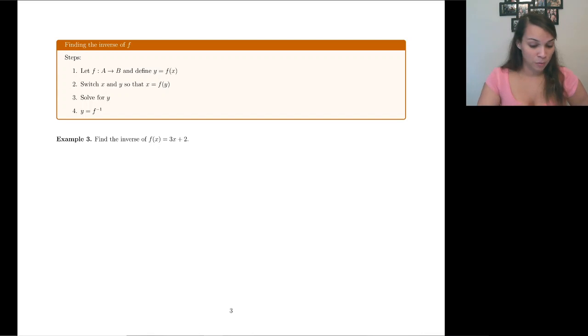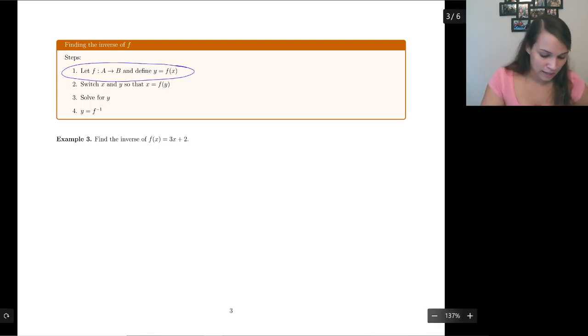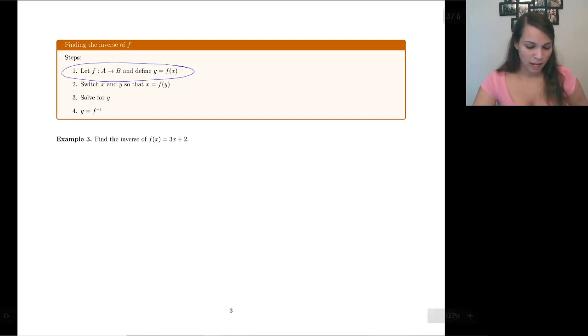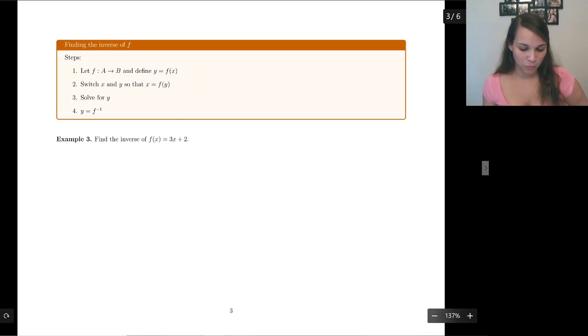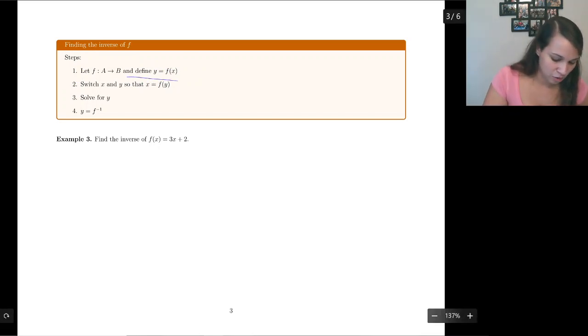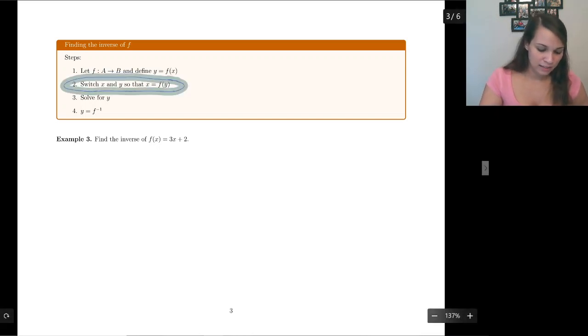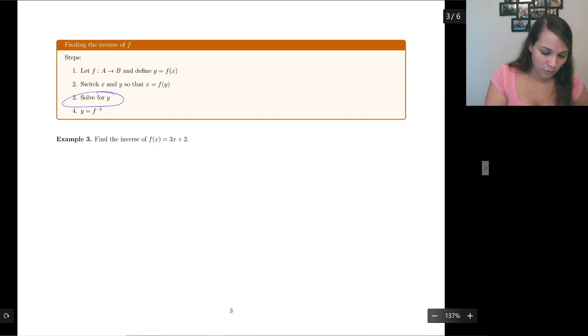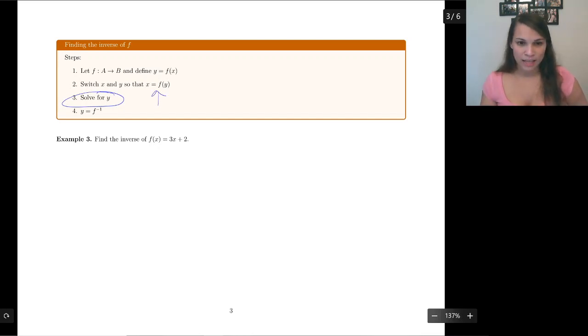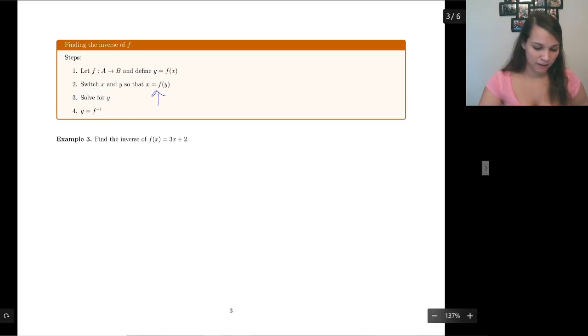Here are the steps. We have a function, and we're going to set its output to be y, and we want to switch the x and y roles. Why? Because if we now solve for y while they've been switched, you have to undo everything that f does. Every step in solving for y undoes f, and that will leave us with f inverse.